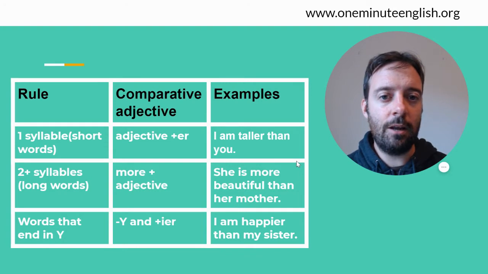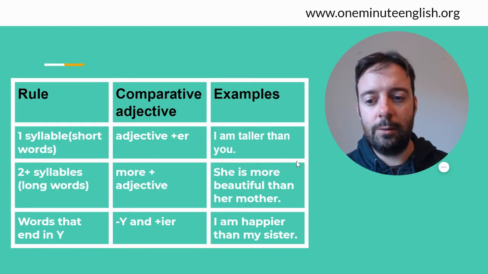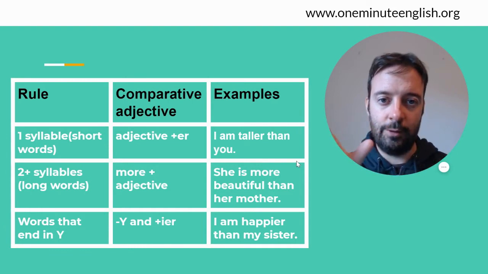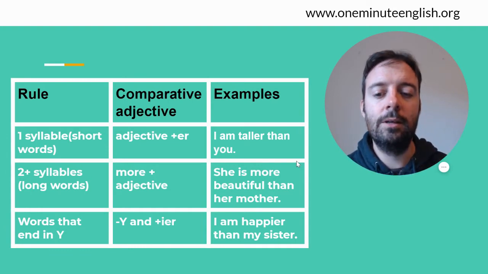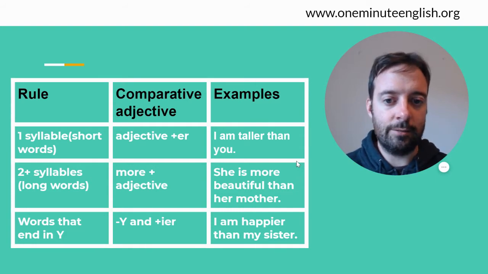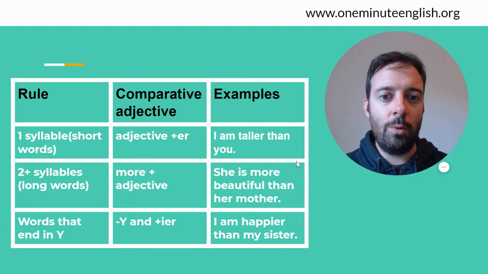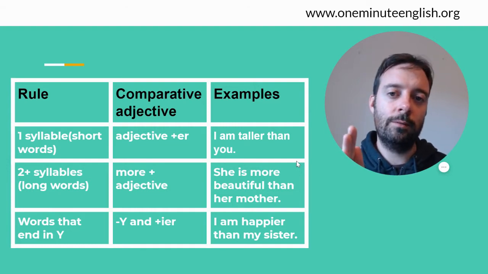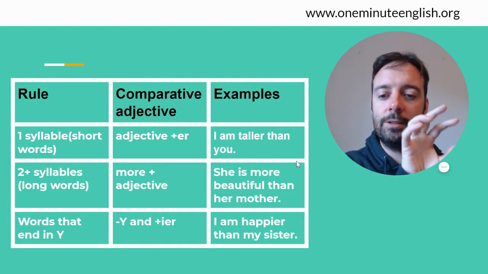If it's a longer word with two or more syllables, like beautiful, that's three syllables, then we use more plus the adjective. She is more beautiful than her mother. So more plus the longer adjective.